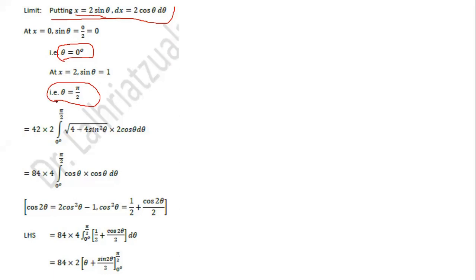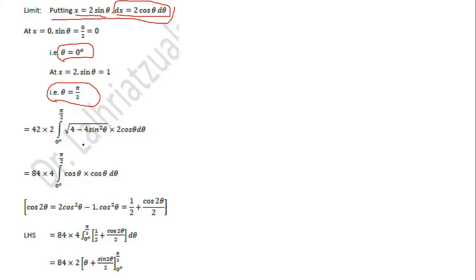So instead of writing the integration with respect to x, we can simply convert the integration with respect to theta. Here you see that dx is equal to 2 cos theta d theta. So instead of dx, I will simply write 2 cos theta d theta. And instead of x, we write 2 sine theta. That means the square root of 4 minus x squared is the square root of 4 minus 4 sine square theta. And the limit also changes from 0 to 2 to 0 to pi upon 2.